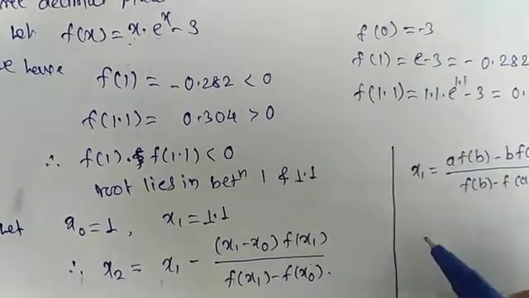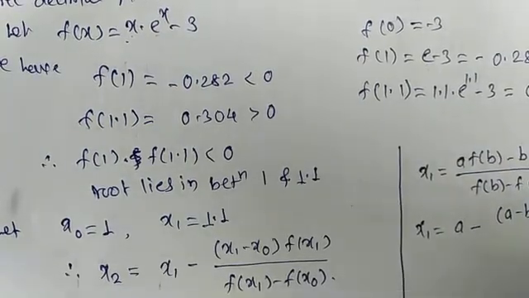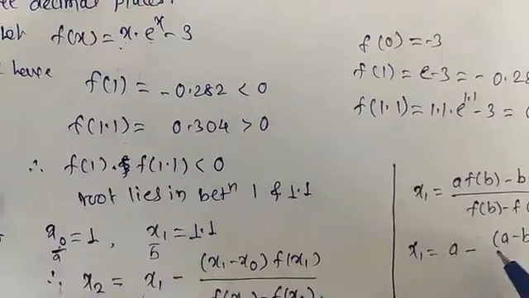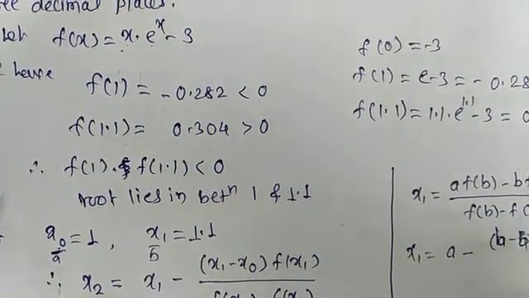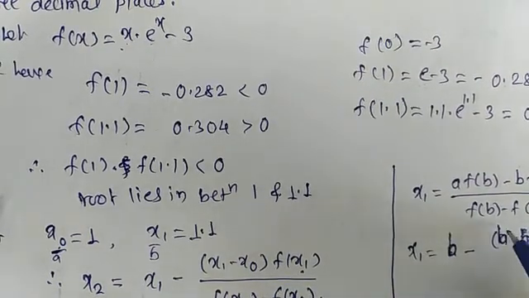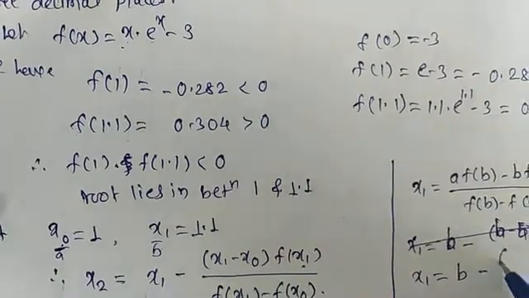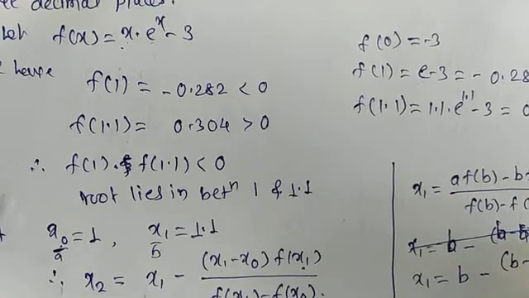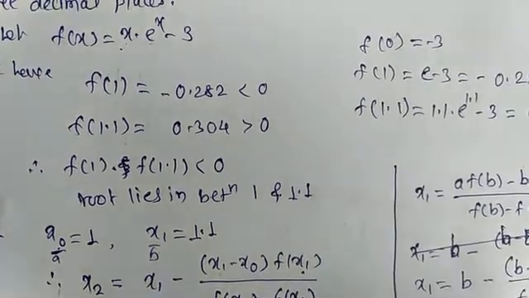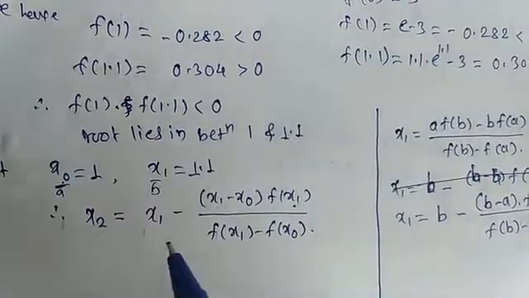So this term can be written as x1 is equal to a minus, in bracket, b minus a times f of b. Sorry, here it is x1 minus x0; if you consider this as a and this as b, you can write it as b minus a into f of x1. So we write it again: x1 is equal to b minus (b minus a) into f of b divided by f of b minus f of a. These are the same formula. It is the easiest way to solve the example, so we will use this formula only.